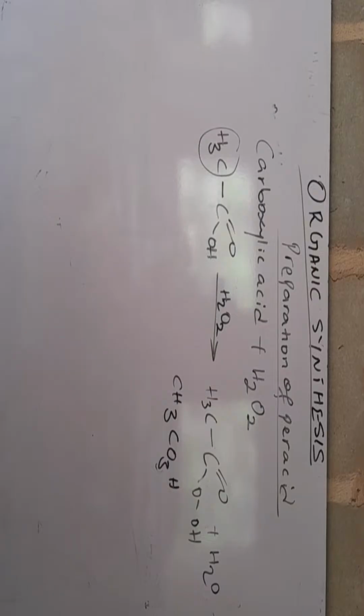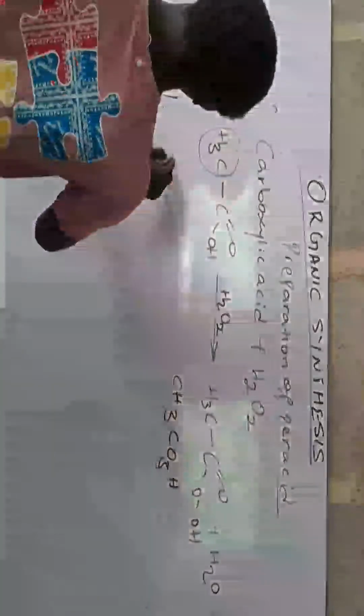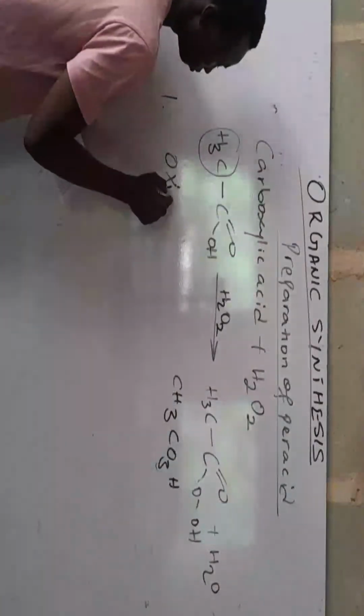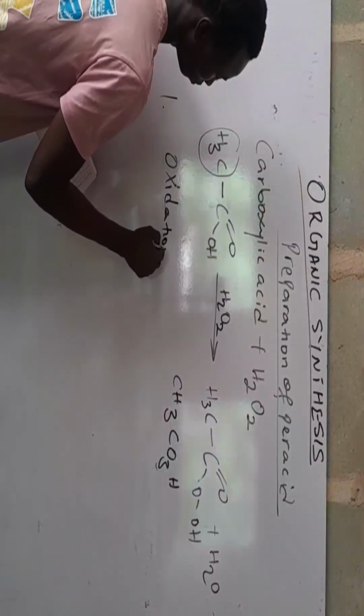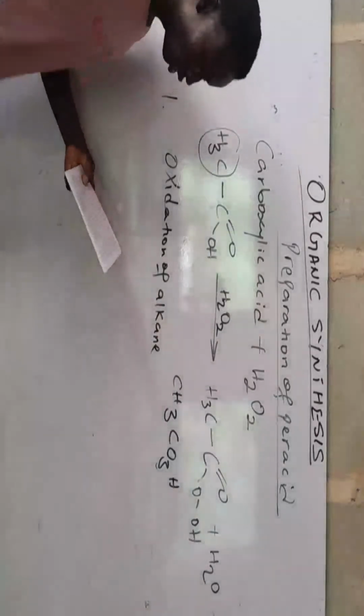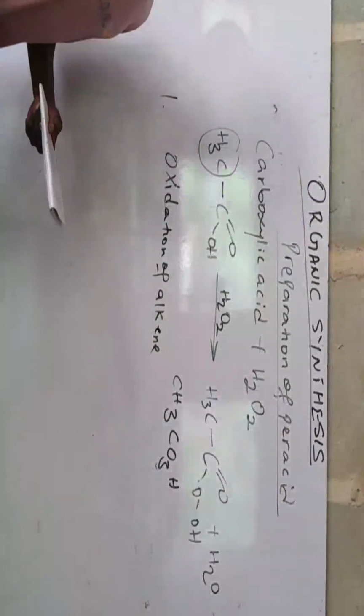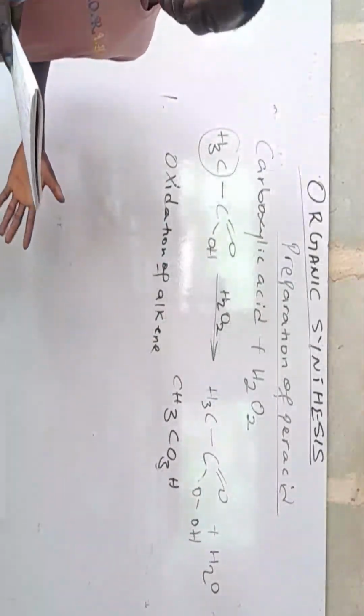Now, let's talk about these applications. What are the applications of this peracetic acid? Where I'll be stopping for today's class. Number one is that oxidation of alkane. Oxidation of alkanes rather. For oxidations of alkane, which give rise to what we call epoxide.